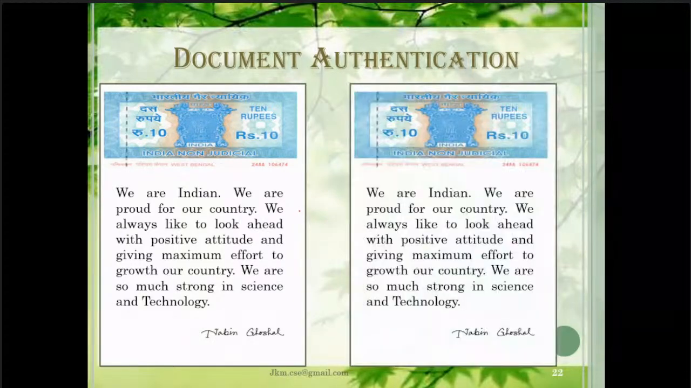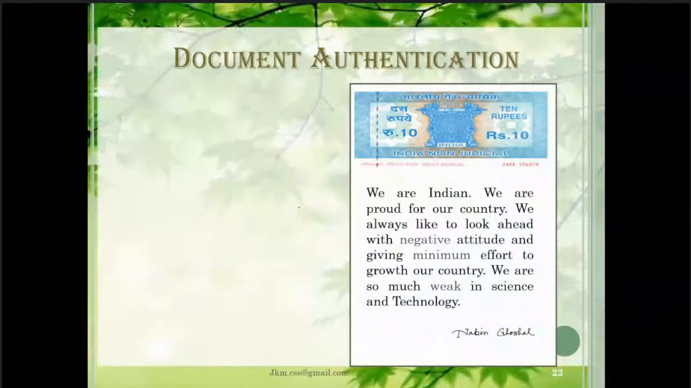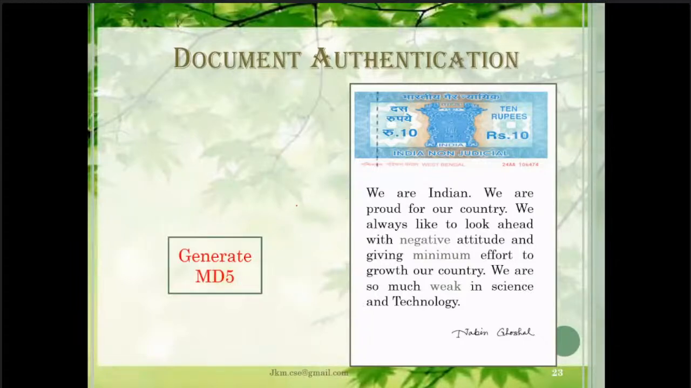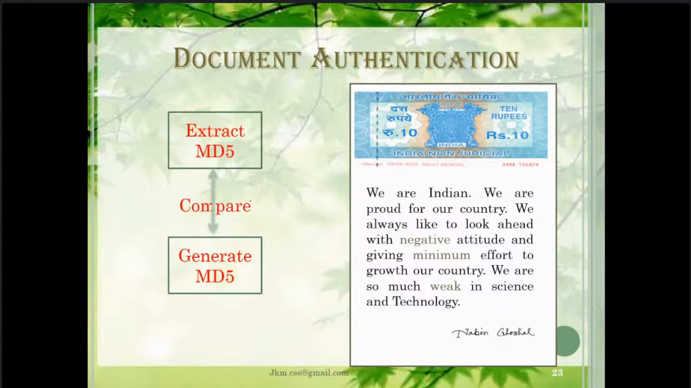So at the receiving end, what you will do to authenticate, if it is required to authenticate, you generate the MD5 and you extract the digest. So if this part is changed, then this MD5 will be different than this. So if it matches, now authentication of the document is satisfied.